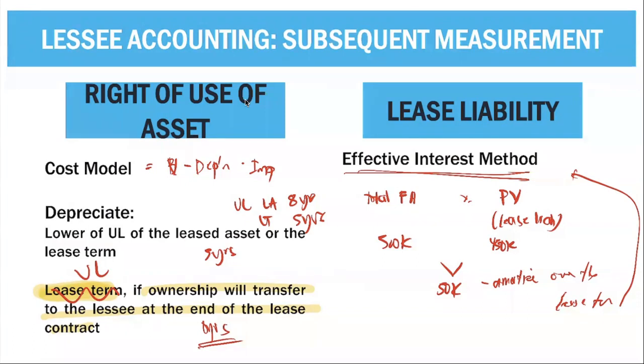And then on your subsequent measurement, your lease liability should be measured using effective interest method, and the right of use of assets should be measured based on your cost model, and the useful life is depending whether there is a transfer of ownership or none. If there is a transfer of ownership, we use the useful life. If there is no transfer of ownership, that is the lower of useful life and the lease term.